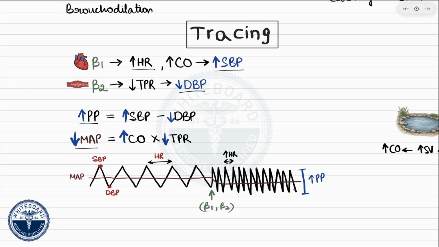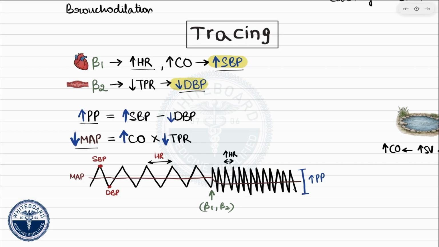These drugs stimulate both beta-1 and beta-2 receptors simultaneously. Beta-1 receptor stimulation increases the force of cardiac contraction and cardiac output, which tends to increase the systolic blood pressure. At the same time, beta-2 receptor stimulation causes vasodilation, reducing total peripheral resistance and therefore decreasing the diastolic blood pressure.